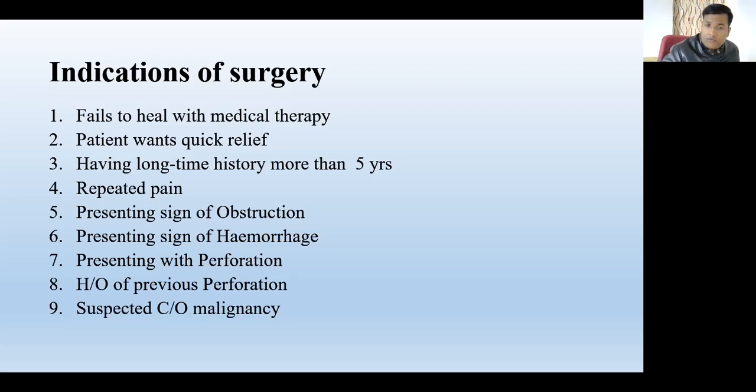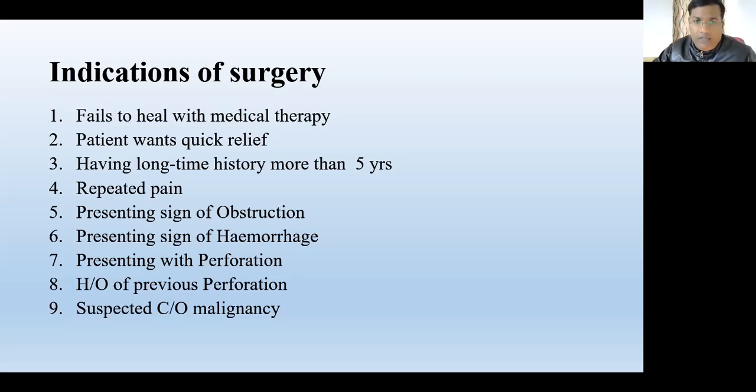So if a patient comes with these complications, then we must first go with surgical intervention to control these things. Also for patients having a previous history of perforations, or last but not least, if you are suspecting malignancy in any patient, then in that case the surgical indication is there, and you must go for surgical correction.